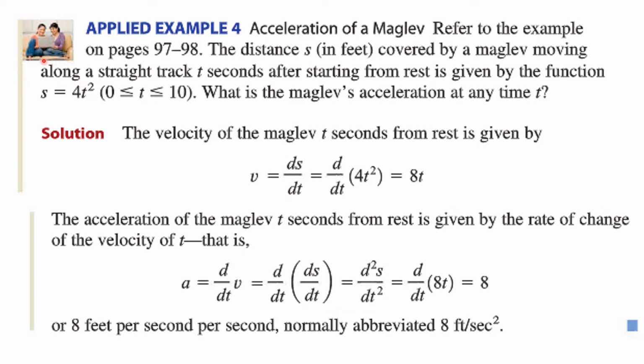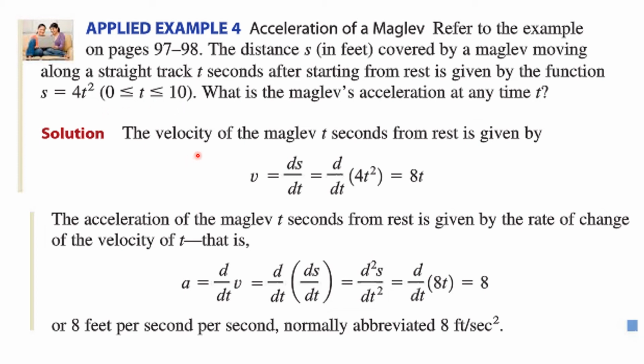This is an important physical example because the rate of change of position with respect to time is velocity. The rate of change of velocity with respect to time is acceleration. So here we're told that s is equal to 4t squared. This is the magnetic elevated train we've talked about many times. But now we want to talk about acceleration.